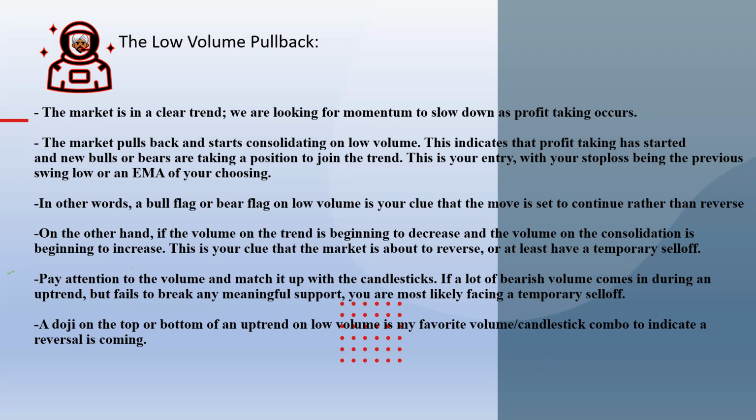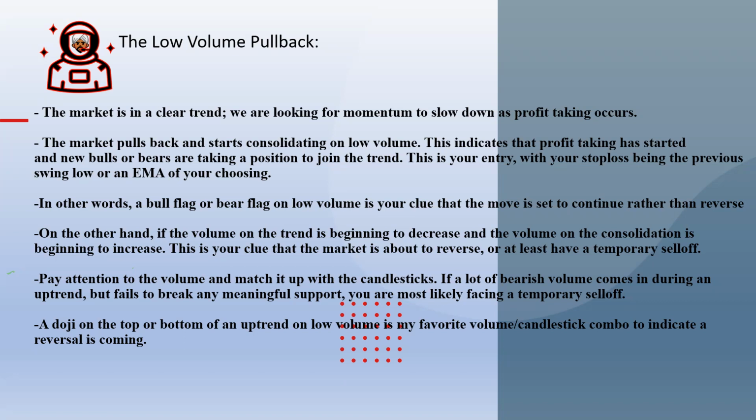This is a little different. This is how I personally interpret volume. Pay attention to the volume, match it up with the candlesticks, right? So say we're in an uptrend and a lot of bearish volume comes in, and we get a huge candle to the downside. But all this bearish volume came in, and the huge candle to the downside didn't really break any meaningful support, then you're most likely facing a temporary sell-off. That's going to be an opportunity for you to get in. If you notice that we just sold off and this candle came out of nowhere, it's on really tiny volume, more often than not, that candlestick is going to reverse in the very next candlestick.